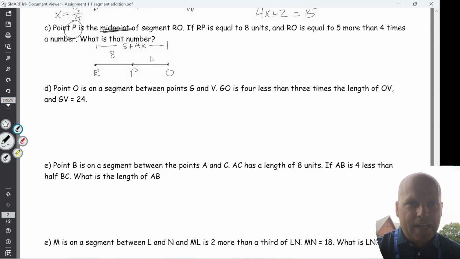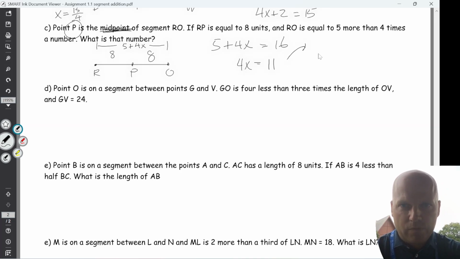Well, RP is 8. That means PO has to be 8. That means RO has to be 16. We have this 5 plus 4 times a number equals 16. We know that 4 times the number has to equal 11 just by backing things out. And we reveal the missing value, 11/4. For 8, that's 2 3/4 if we want to do that. But we don't like mixed numbers in geometry, so we're going to keep things as 11/4 or change it into a decimal.